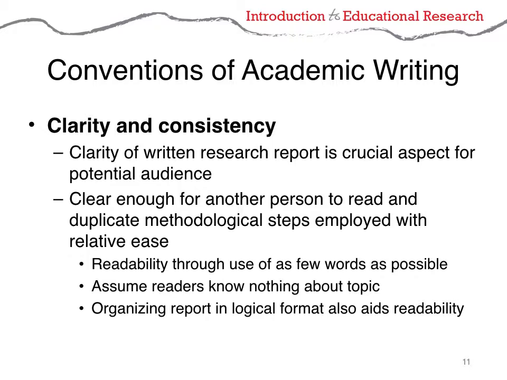Okay, so the clarity and consistency is really important. The rule of thumb or the gist is that we want another person to be able to read and duplicate the methodology of the study with relative ease. Now, of course, sometimes they may need to request your code book or your protocols or something to fully replicate. But the basic logic should be replicable.